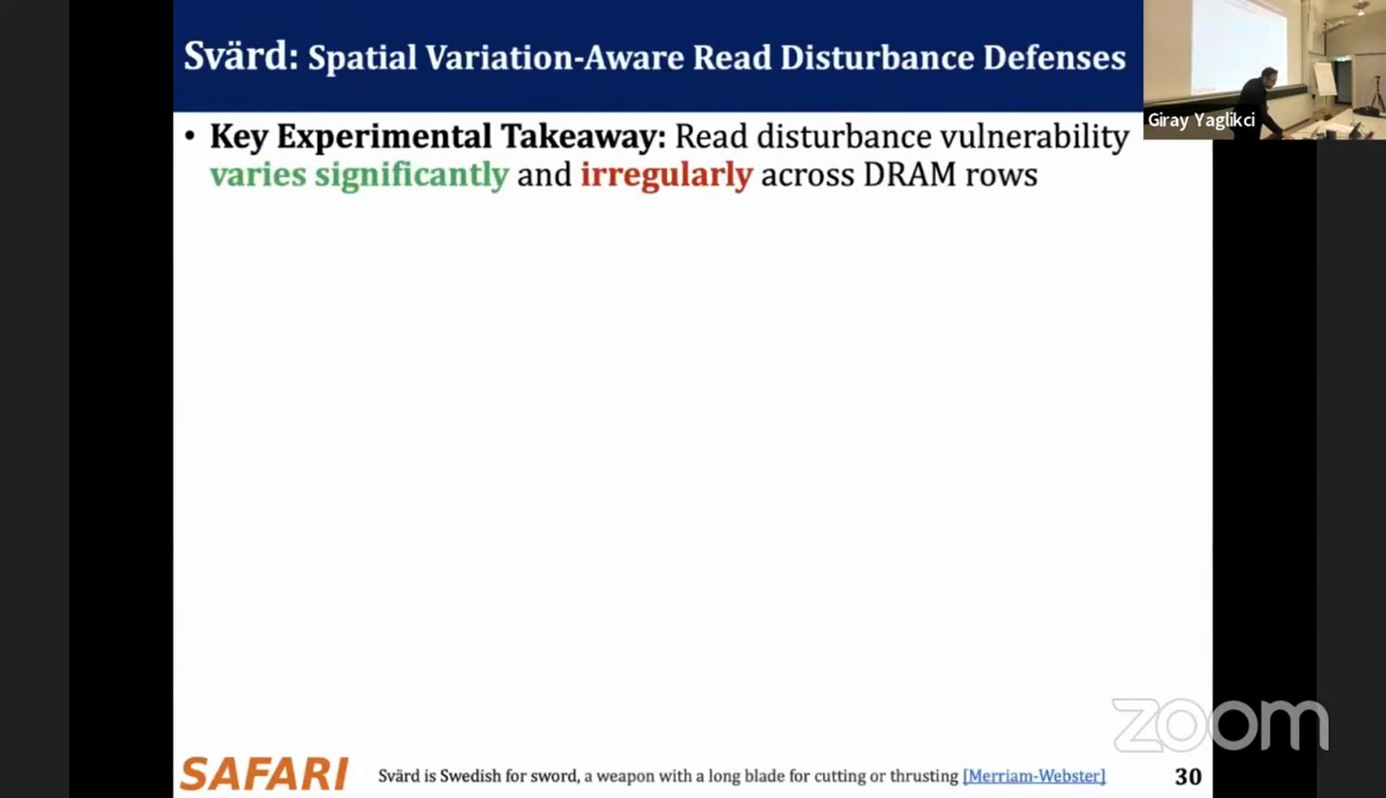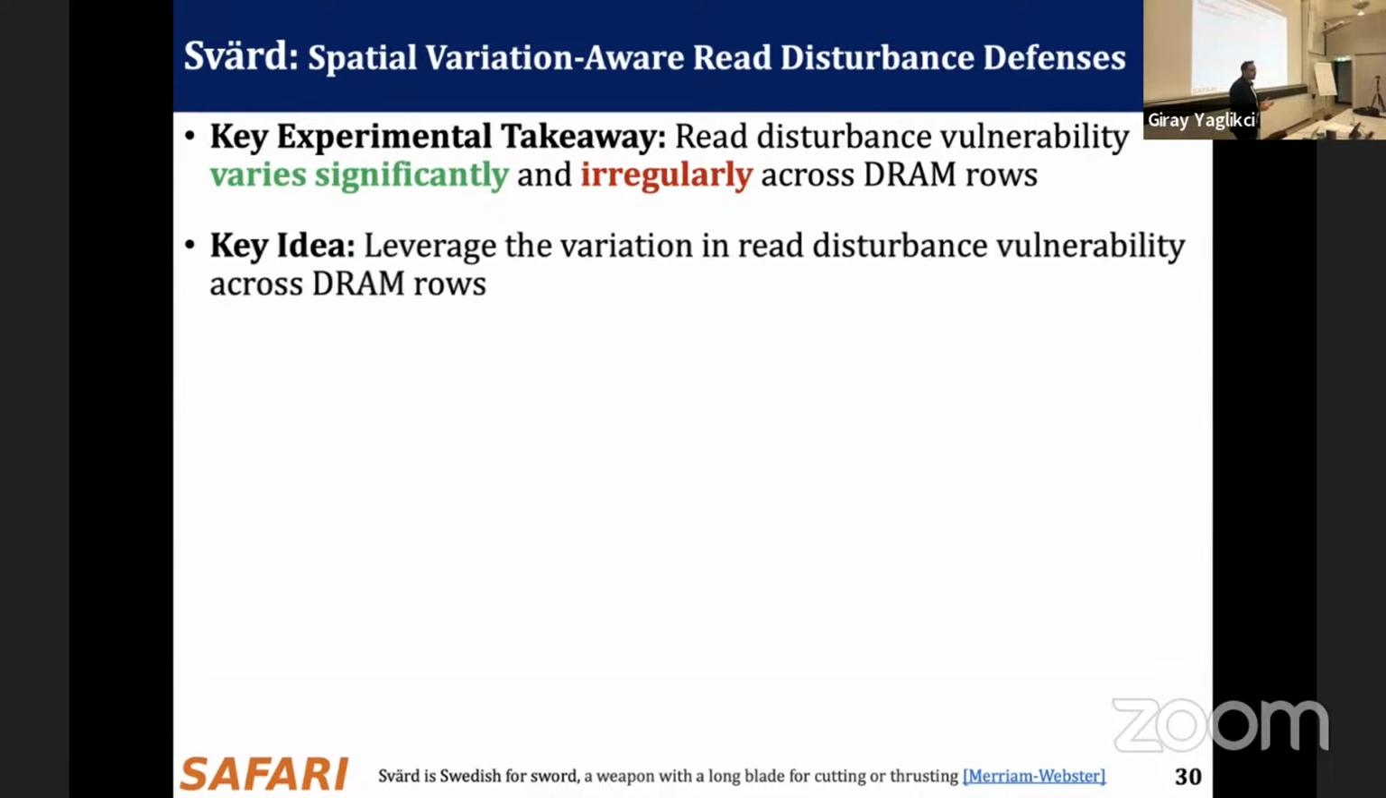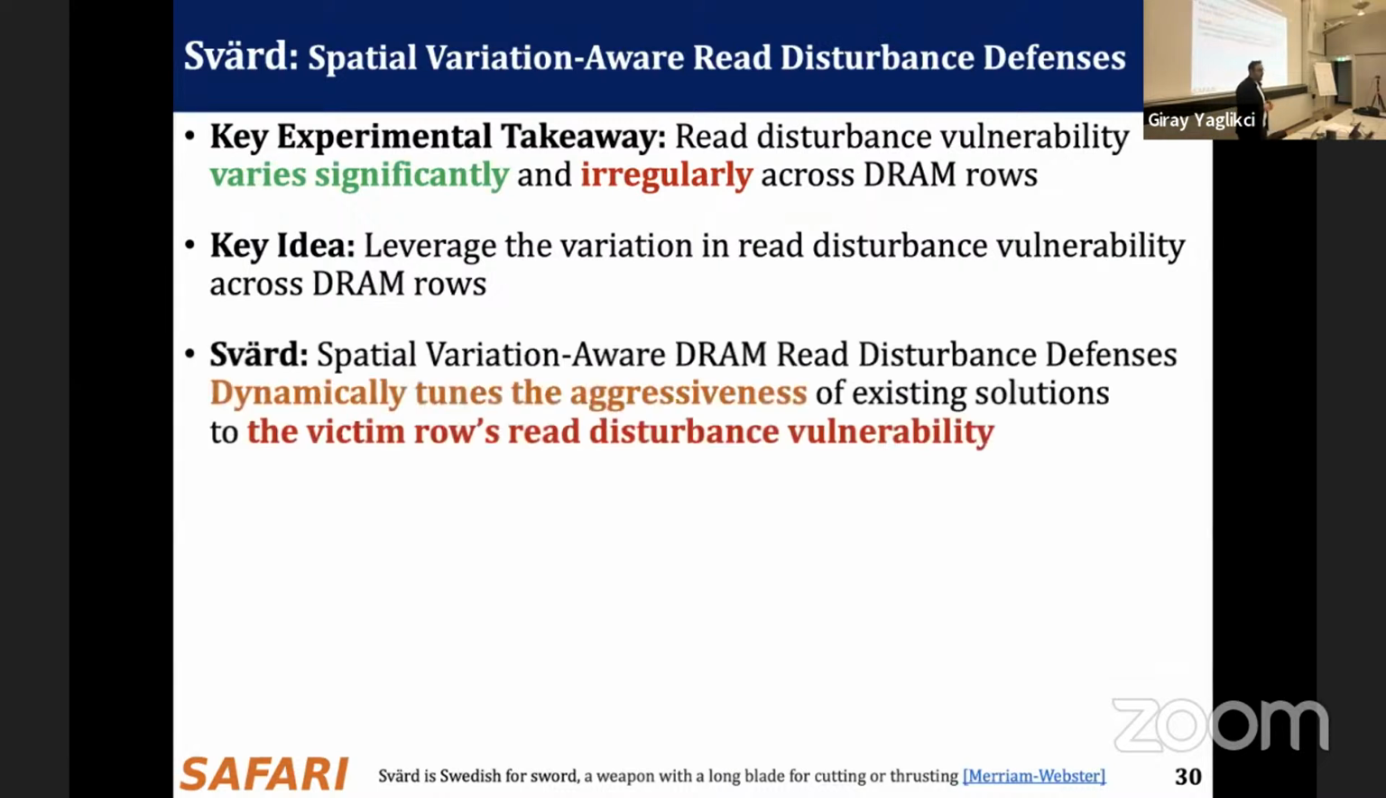And this is the full paper. So based on this, we designed a new mechanism called Svärd. Our key experimental takeaway is that vulnerability varies significantly and irregularly. So our idea is to leverage the variation across DRAM rows to enhance the existing mechanisms.